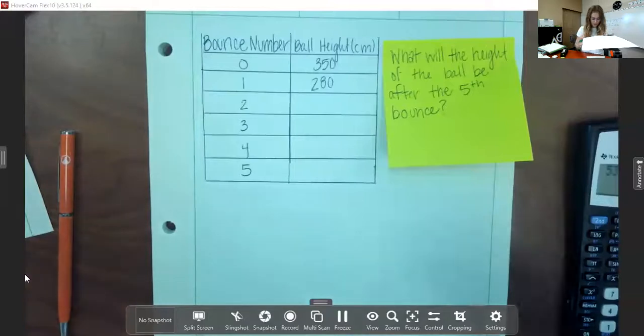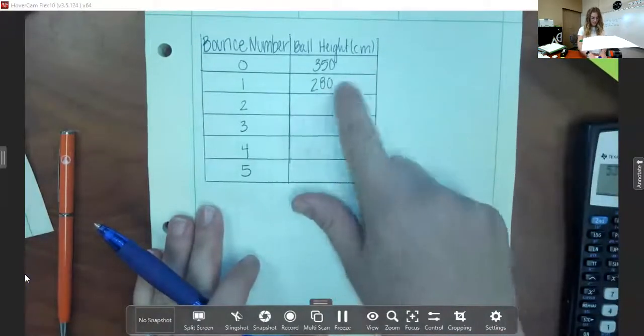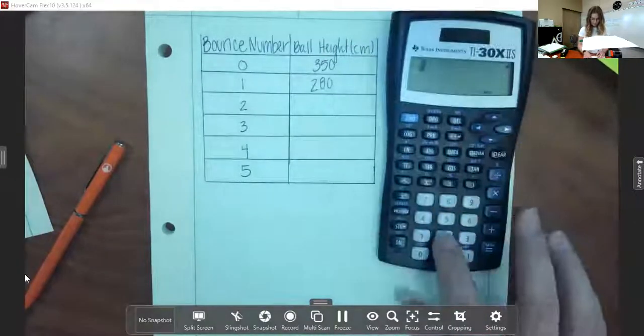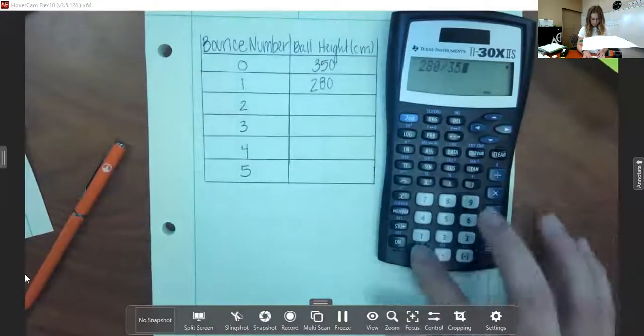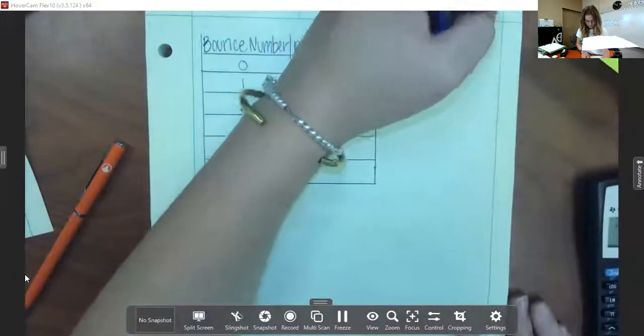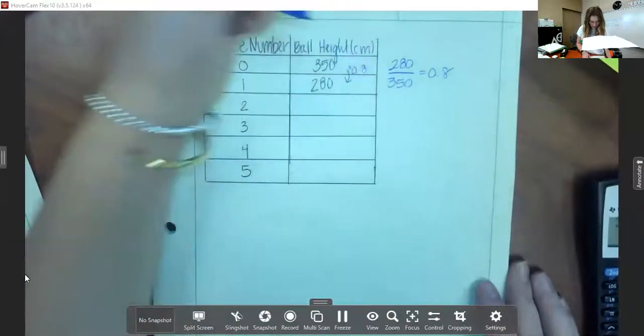All right, time to check your work. So first we need to find the rebound ratio. So we're going to take the rebound and divide it by the height from which it was dropped. So we'll take 280 and divide it by 350. And we get a rebound ratio of 0.8. So that means 350 times 0.8 equaled 280.